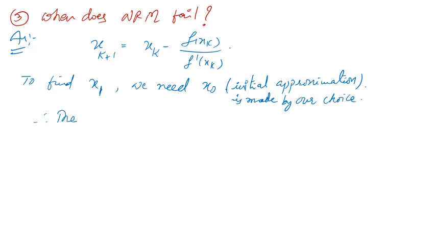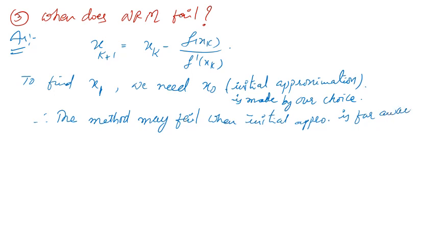Therefore the method may fail when the initial approximation is far away from the exact root. That means if the exact root is 2, for example, and we are selecting x naught as 0.1, which is very far from 2, then the method may fail. That means it may not converge if I choose a very far point.